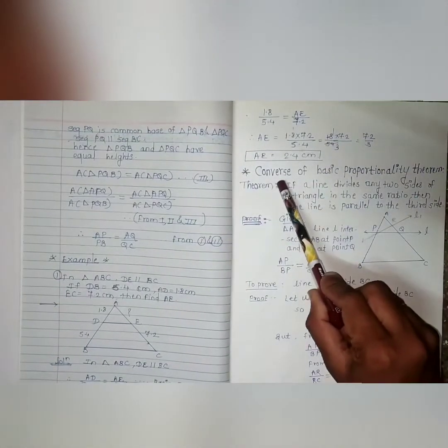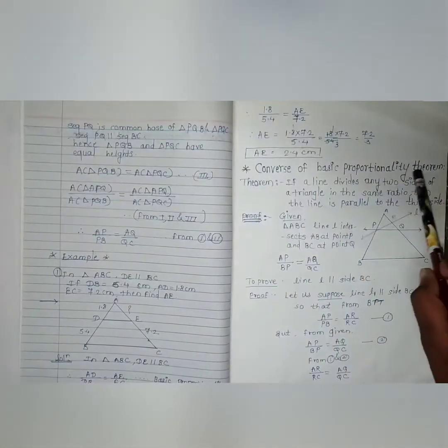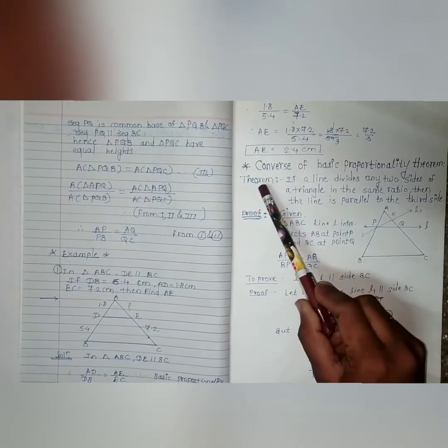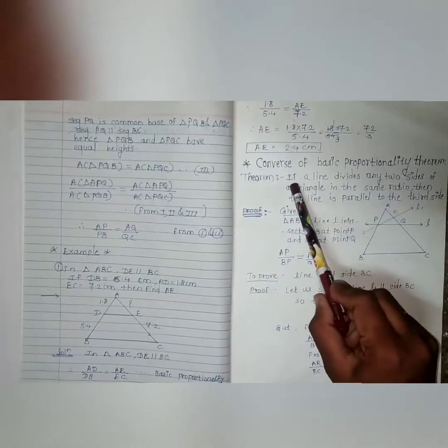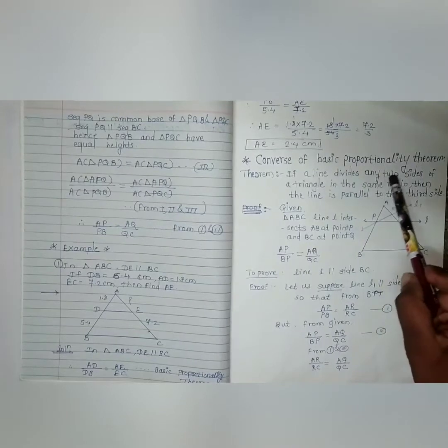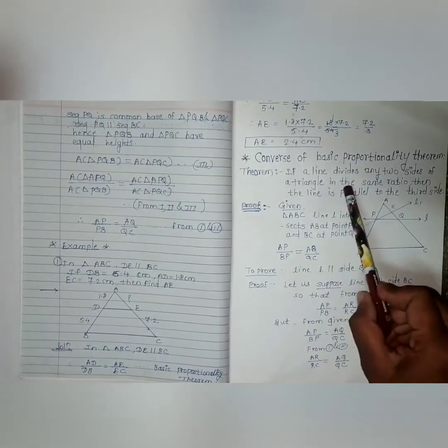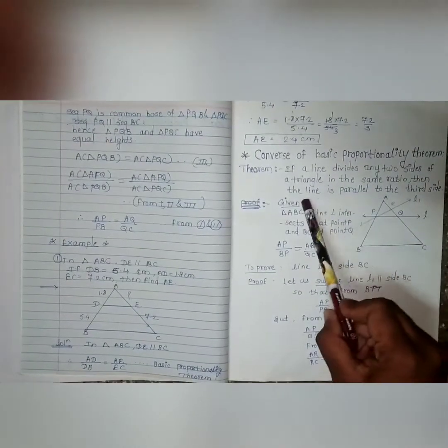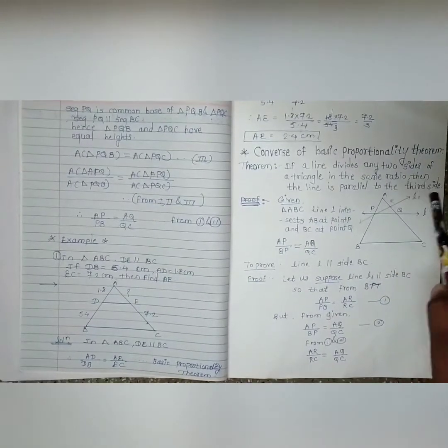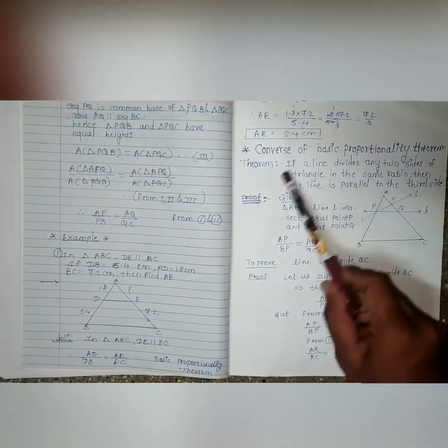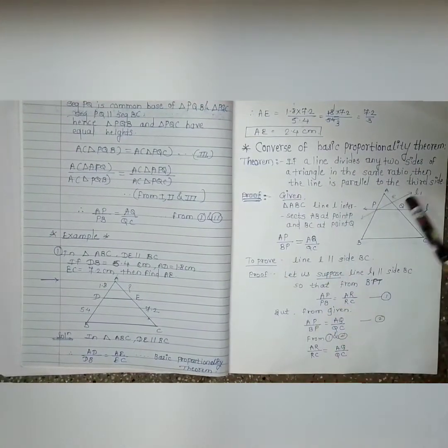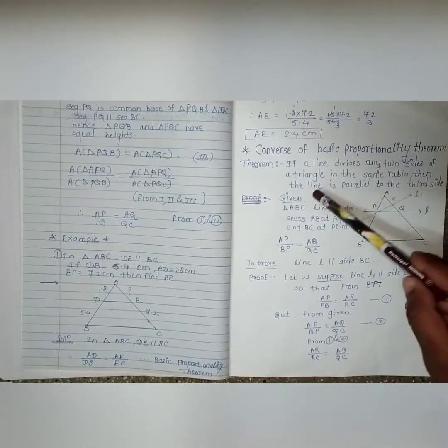Now let us see the converse of the basic proportionality theorem. What is the statement? The theorem is, if a line divides any two sides of a triangle in the same ratio, then the line is parallel to the third side. In your textbook, only the statement is given and the proof is not given. But what is the proof?